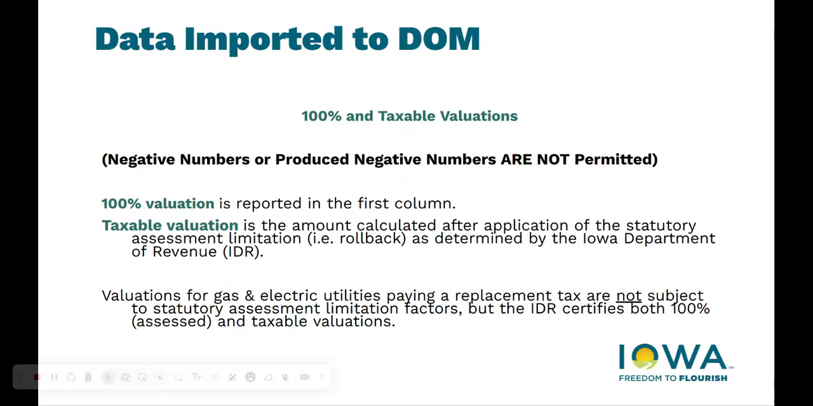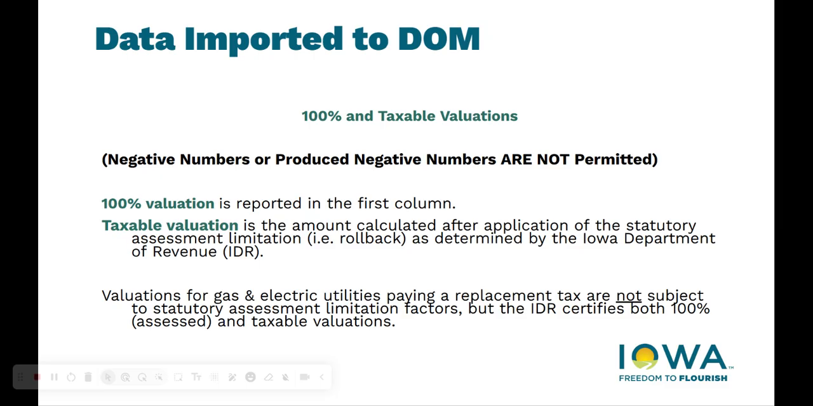It's a DAT file, and you're going to submit for each and every taxing district that you're operating in that year. You're going to submit the 100% and taxable valuations by class. Keep in mind that you cannot have negative numbers or any produced negative numbers. You will receive an error upon trying to upload.